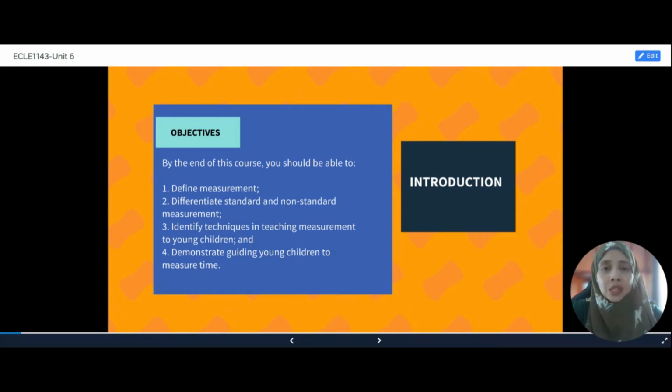Differentiate di dalam early childhood kita ada dua, ataupun all the measurements can be derived into two types: standard and non-standard measurement. Identify techniques in teaching measurement to young children and demonstrate guiding young children to measure time and money. Yang ini saya akan tunjukkan di dalam kelas insyaAllah, tetapi today we will learn all the theories about the measurement.